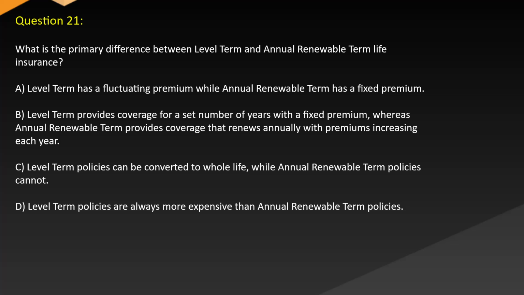Question 21. What is the primary difference between level term and annual renewable term life insurance? A. Level term has a fluctuating premium while annual renewable term has a fixed premium. B. Level term provides coverage for a set number of years with a fixed premium, whereas annual renewable term provides coverage that renews annually with premiums increasing each year. C. Level term policies can be converted to whole life, while annual renewable term policies cannot. D. Level term policies are always more expensive than annual renewable term policies.